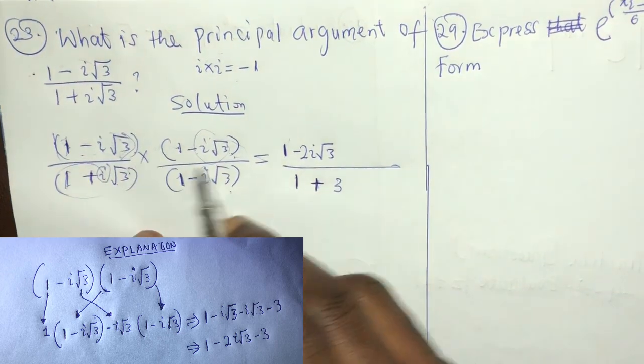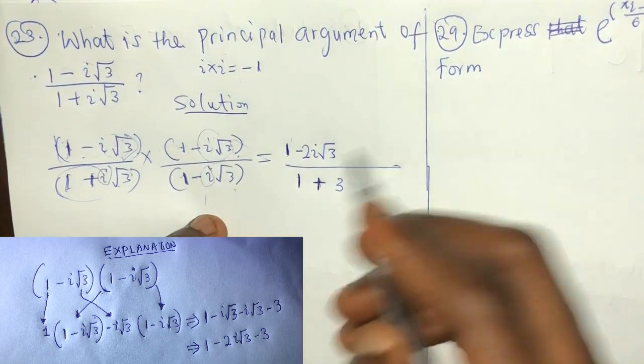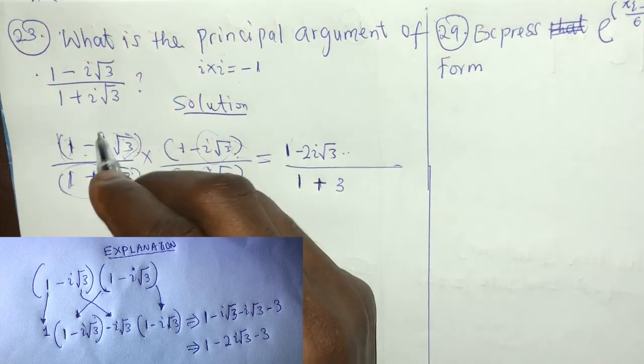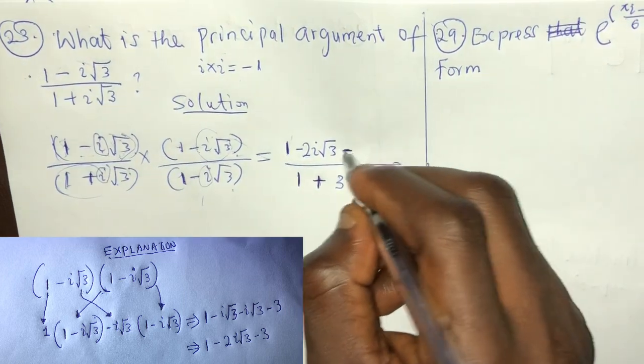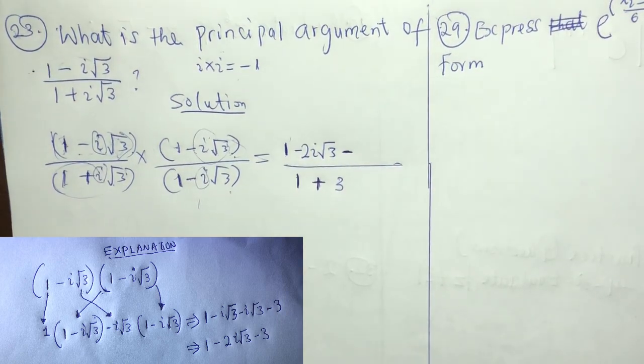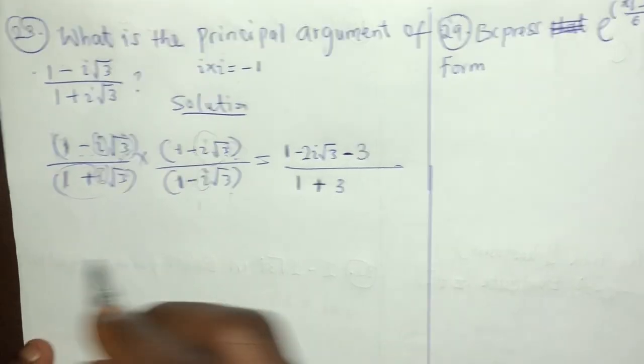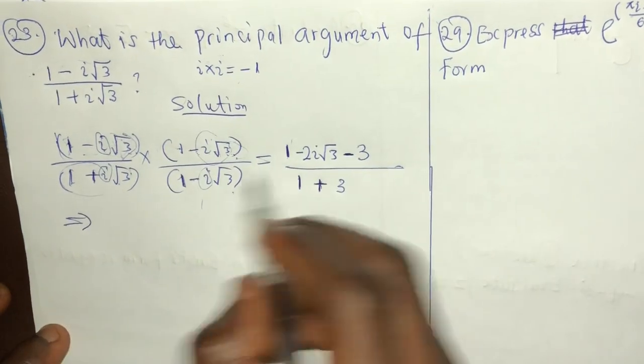Minus I root 3 multiplied by minus I root 3. That will become minus times minus, definitely is plus. But due to the fact that we have I and I here, it's going to now be what? Minus. I believe you are getting me. So root 3 gives us 3. So in conclusion, our final answer is 1.